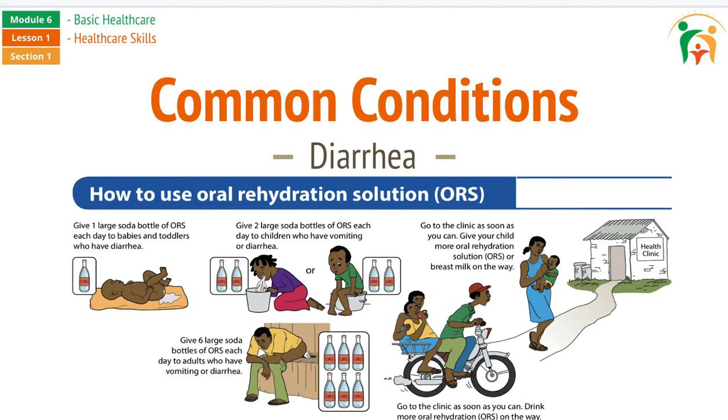How to give it to the child with diarrhea? Give 1 large soda bottle of ORS each day to babies and toddlers who have diarrhea. Give 2 large soda bottles of ORS each day to children who have vomiting and diarrhea. Go to the clinic as soon as you can. Give your child more oral dehydration solution or breast milk on the way.